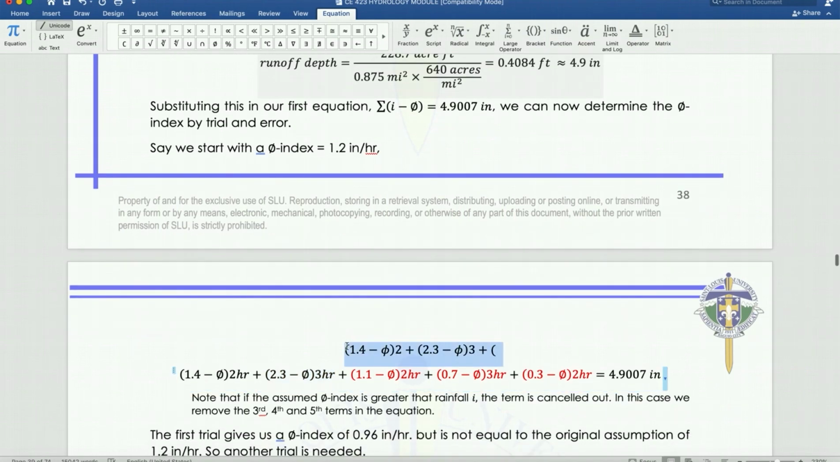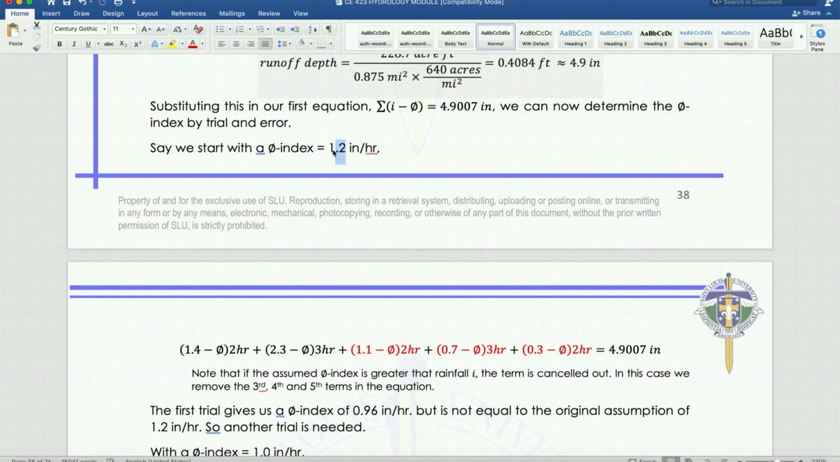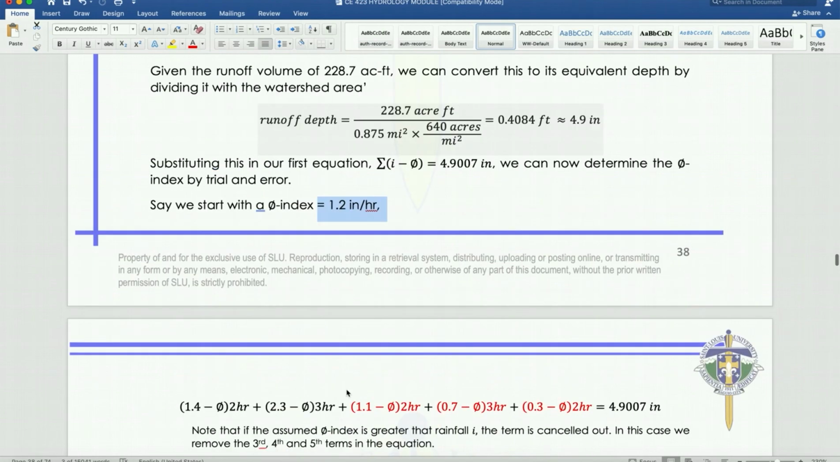Okay, now the thing here is my assumed value, by the way, we equate it to 4.007 inch. Now, my assumed phi index here is equivalent to 1.2 inch per hour. So, ang mangyayari, since 1.1 minus 1.2 is 0, I am no longer going to include this equation. Likewise with this equation, because 0.7 minus 1.2 is negative, 0.3 minus 1.2 is also negative. So, I am going to exclude all of these three equations.